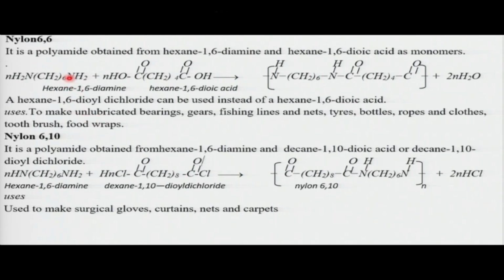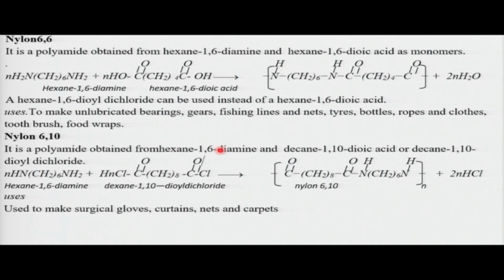As we said last time, these polymers come from monomers. Like this is coming from a diamine, and this one comes from, and also a dioic what? Acid, to get nylon 6,6. So today we just want to talk about the uses of nylon 6,6 and nylon 6,10 and maybe nylon 6. So it can be used to make bearings, gears, fishing lines, nets, tires, bottles, ropes, clothes.